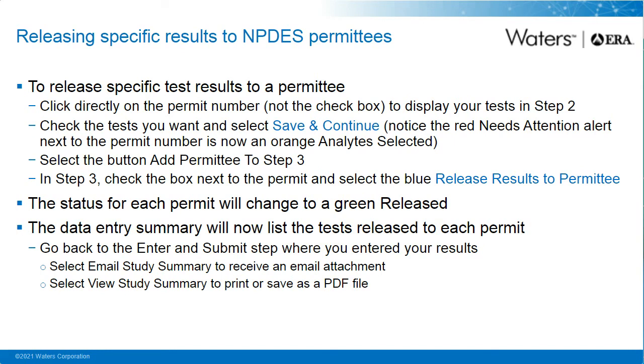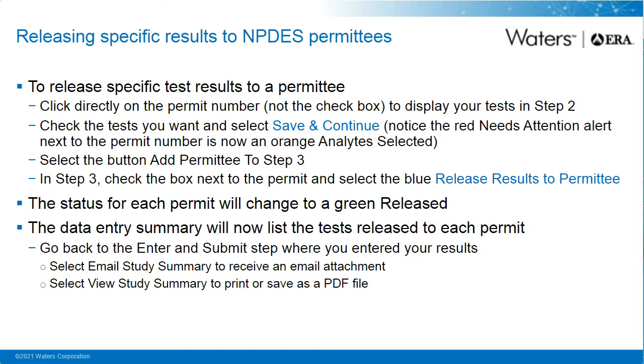In that column, check the box by the permit and select the blue Release Results to Permittee. We don't use the red Release Data to Your Permit button if you have one, because that releases all of your data to only your in-house permit. And you want to retain the specific selections you made a moment ago for this permit. The status for this permit will have changed to a green Released. Just continue until all your permits are at the Released status.